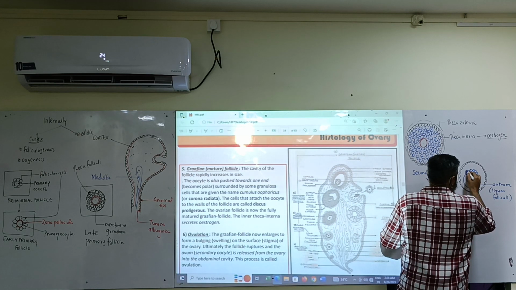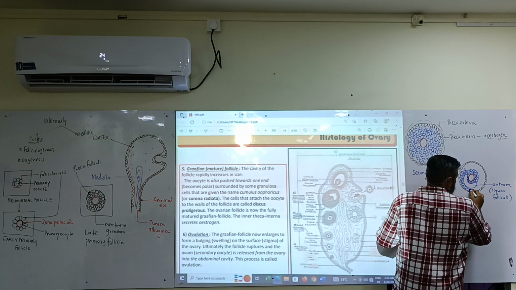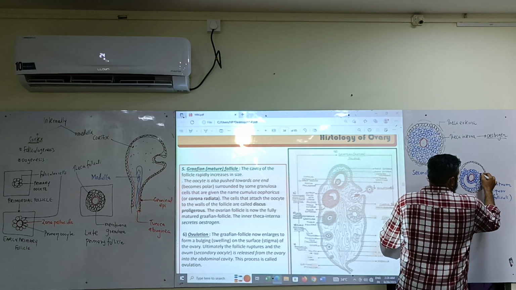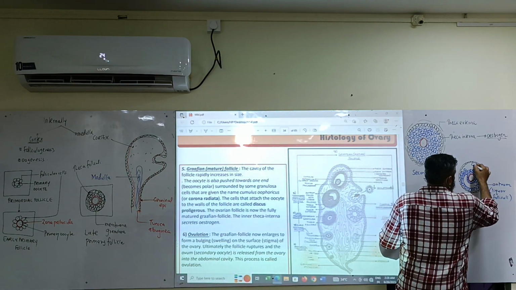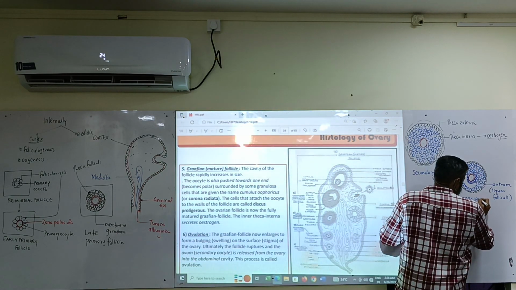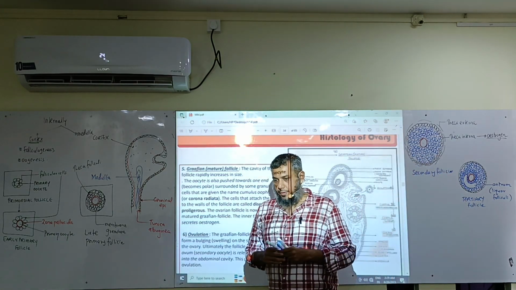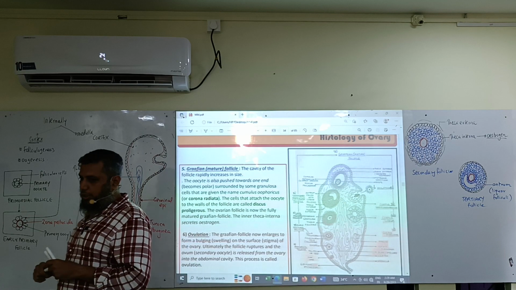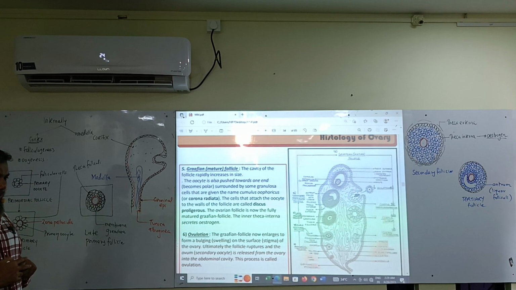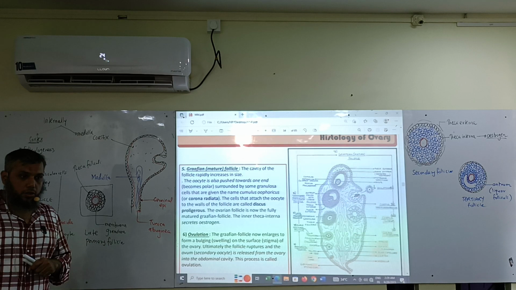Right, everybody? So what is the change that has come about now? इसके पहले cavity नहीं था ना? Now we are seeing the presence of a cavity. What is the cavity called? Antrum. And this antrum के आने की वजह से now this is called a tertiary follicle. What do you call it? Tertiary follicle. So what is the difference between a secondary follicle and tertiary follicle? The presence of that cavity called antrum. It has created a new follicle which is called the tertiary follicle.